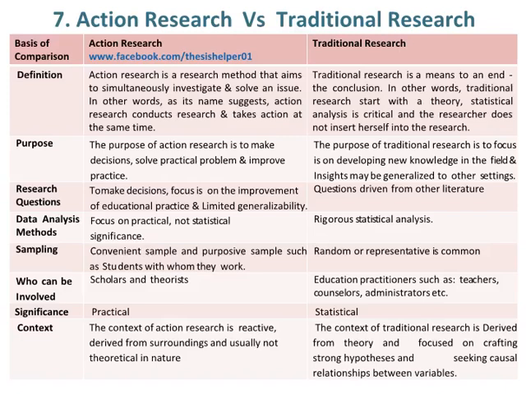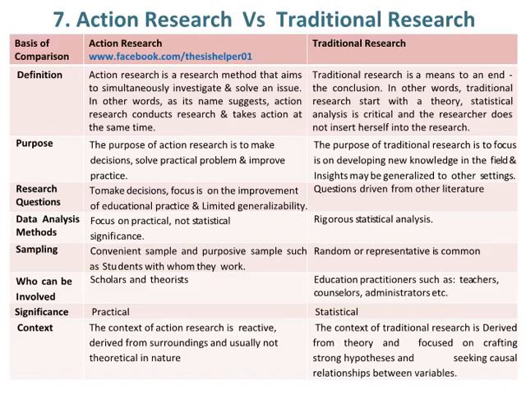Sampling of action research are convenient samples and purposive samples such as students with whom they work. Whereas sampling of traditional research is random or representative, which is common. Scholars and theorists are involved in action research, whereas education practitioners such as teachers, counselors, administrators, etc. are involved in traditional research. Significance of action research is practical, whereas significance of traditional research is statistical.